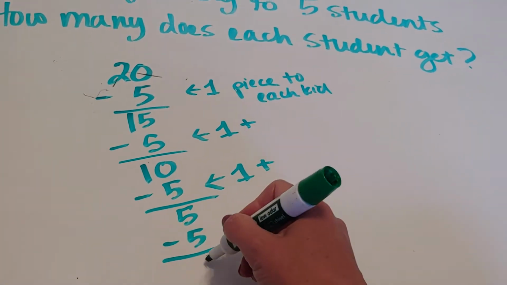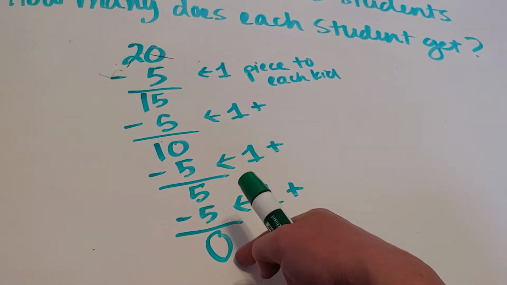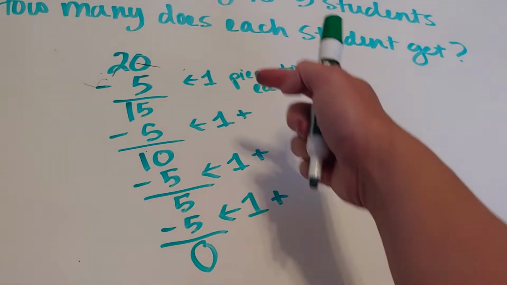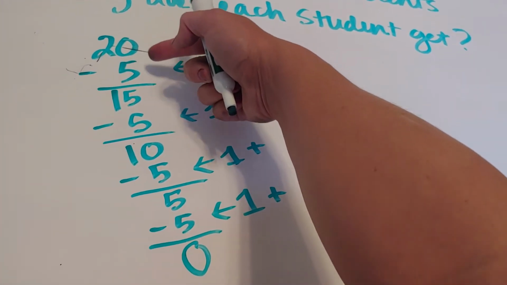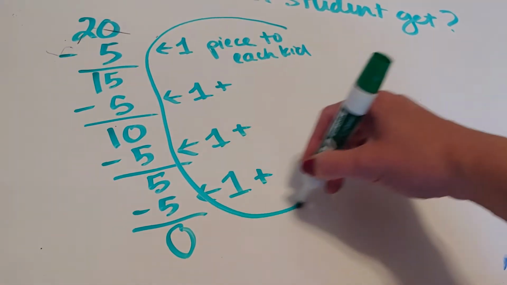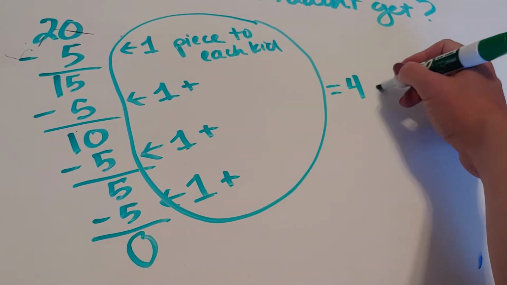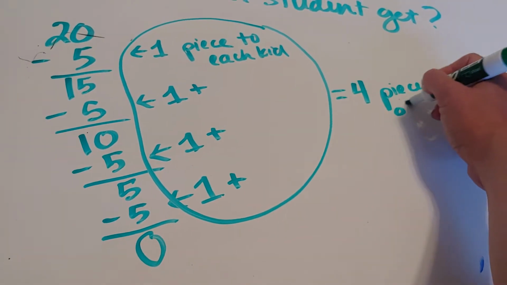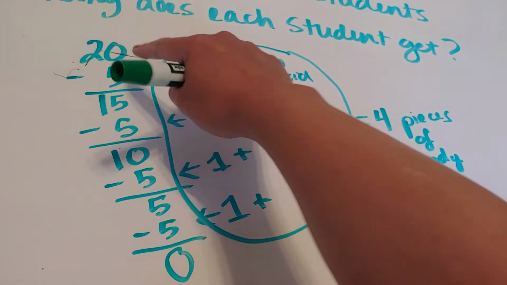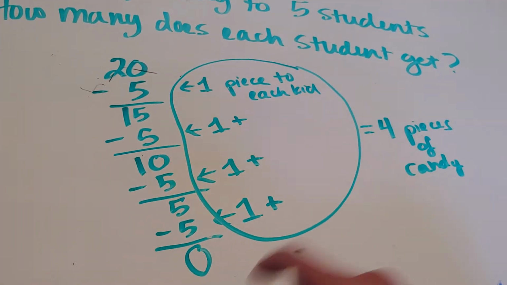So the reason why this process is tricky is not that subtraction's hard. I know you guys can subtract. I know you can get to 0 or have a remainder. But it's where's my answer? And my answer is this, that I subtracted 5 1, 2, 3, 4 times. So my answer is actually the number of subtractions that I do. So here my answer is 4 because each kid got 4 pieces of candy. The subtraction is representing me dealing out 1 to every kid, 1 to every kid, 1 to every kid, 1 to every kid. So that would be 4 to each kid.